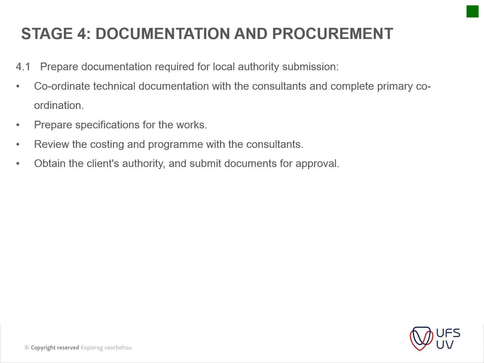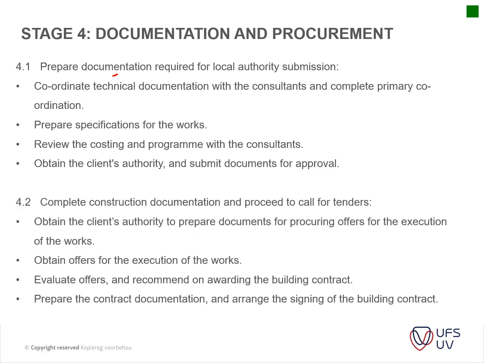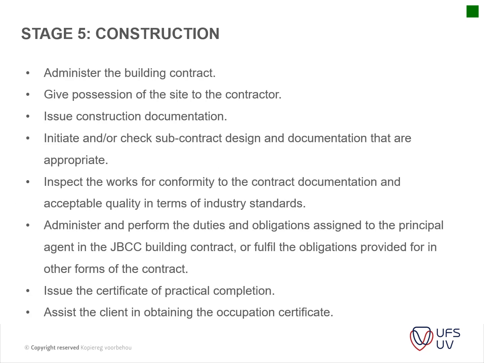And then you've got your documentation procurement. This is where you prepare your documentation required for local authorities for submission, and then you start developing your construction drawings for your contractor. And then the tender is called. And then stage 5 is where you've got your contract, you've got information that's detailed drawings, for instance, of how a flashing should be fitted to the rafters, etc. How should the skirting be fixed to the walls? That type of finishing is then conveyed to the contractor.